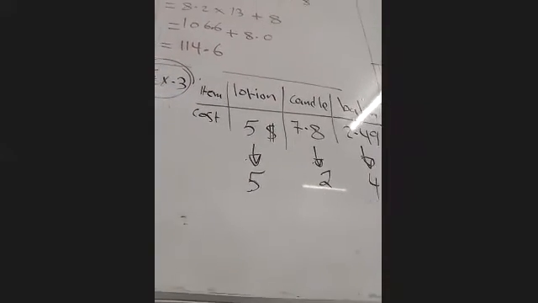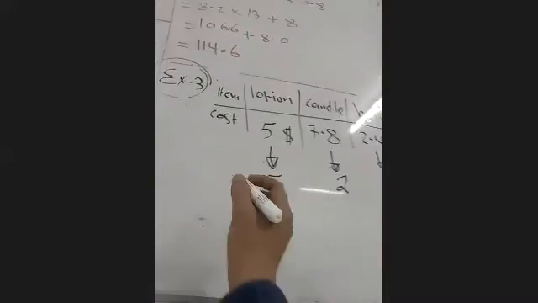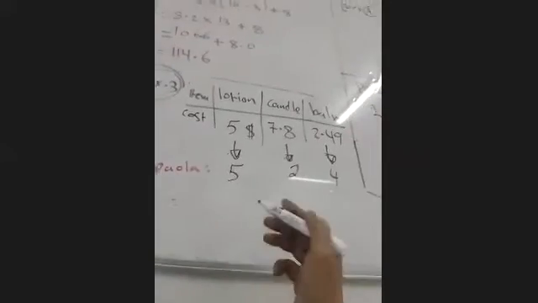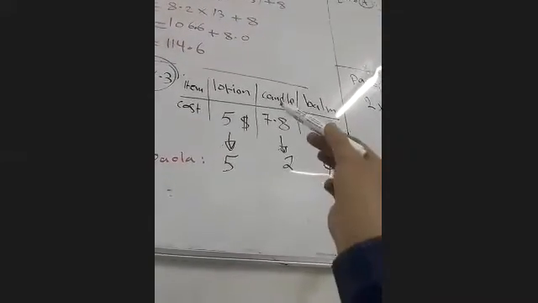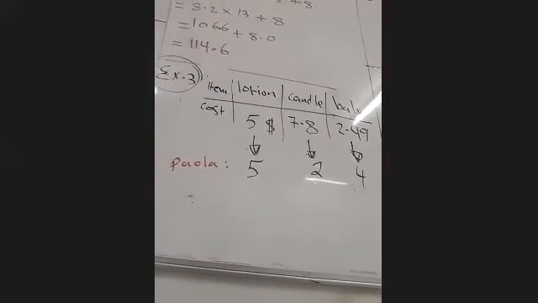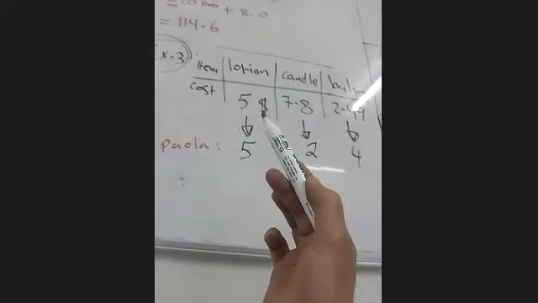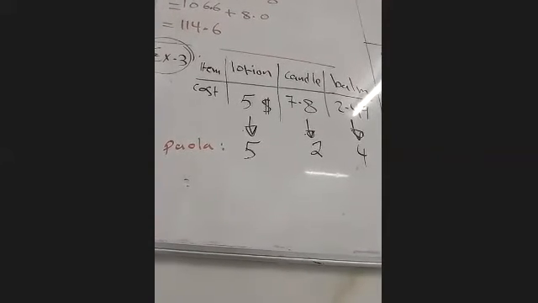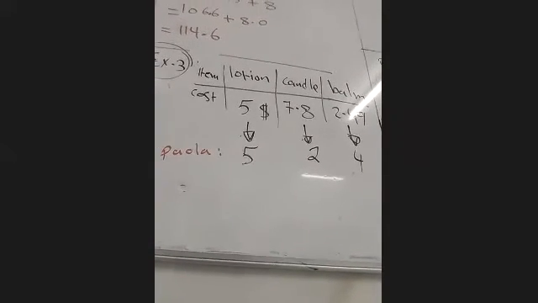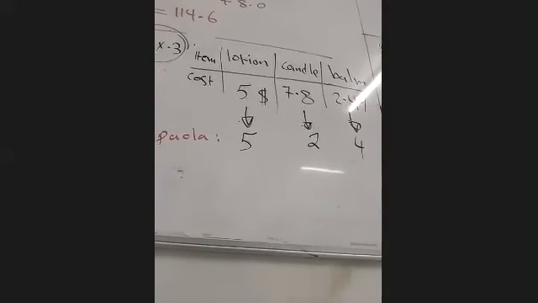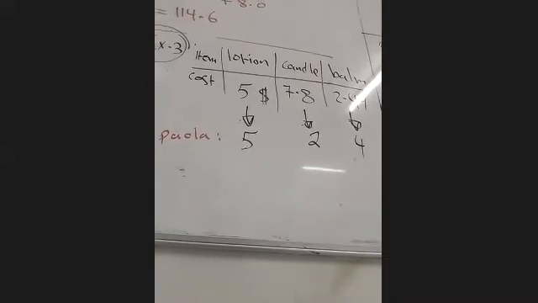Paula wants to buy 5 lotions. Write these numbers down for Paula. Paula wants to buy 5 lotions, 2 candles, and 4 lip balms, right? So what do we do? If the cost of 1 lotion is $5, what is the cost of 5 lotions? 1 lotion, $5. 5 lotions. 25.